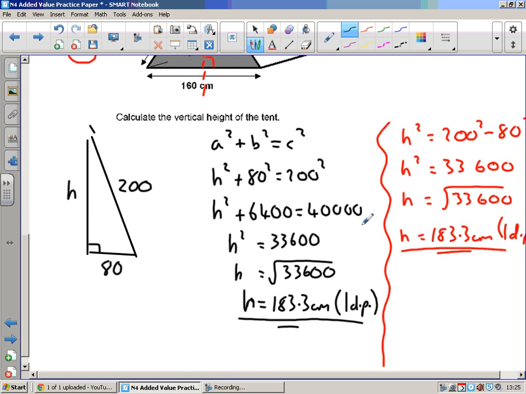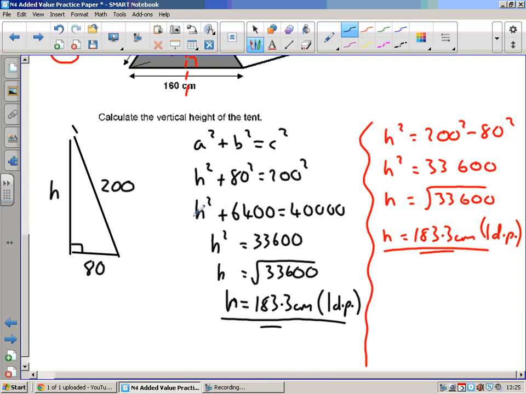Remember, guys, use the calculator. Subtract 6,400 from both sides. Or if you like, move that over and it becomes negative, so take it away. And remember, h squared is 33,600, so we must square root it at the end. And I've rounded to one decimal place, and I've said that in the bracket. So the height there would be 183.3 centimeters.